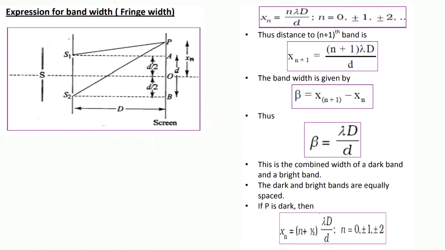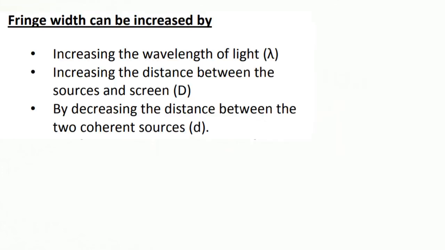If P is dark, then Xn is equal to (n plus half) into lambda D divided by small d, where n is equal to 0, plus or minus 1, plus or minus 2. Fringe width can be increased by increasing the wavelength of light lambda, by increasing the distance between the source and screen D, and by decreasing the distance between the two coherent sources.